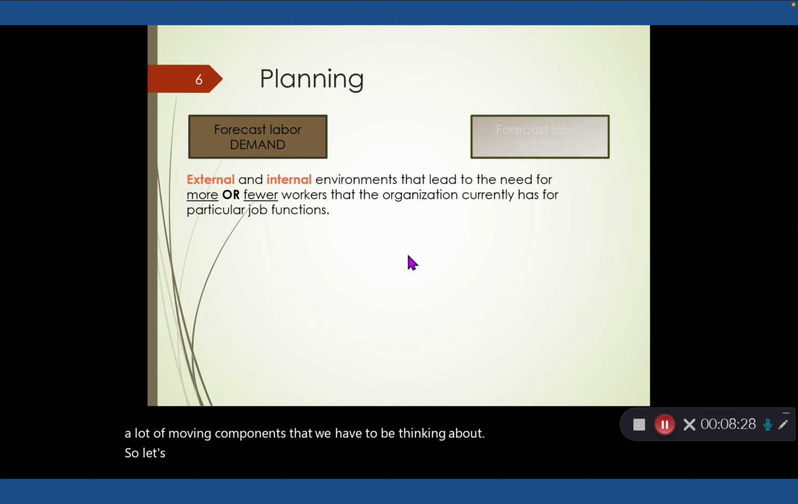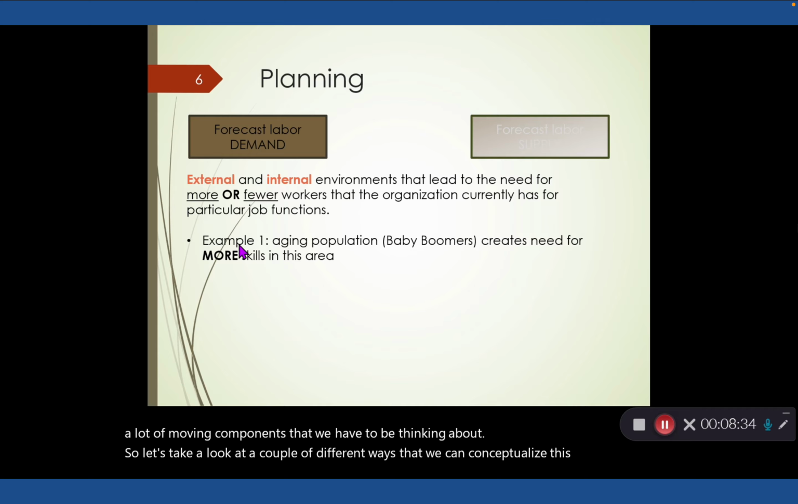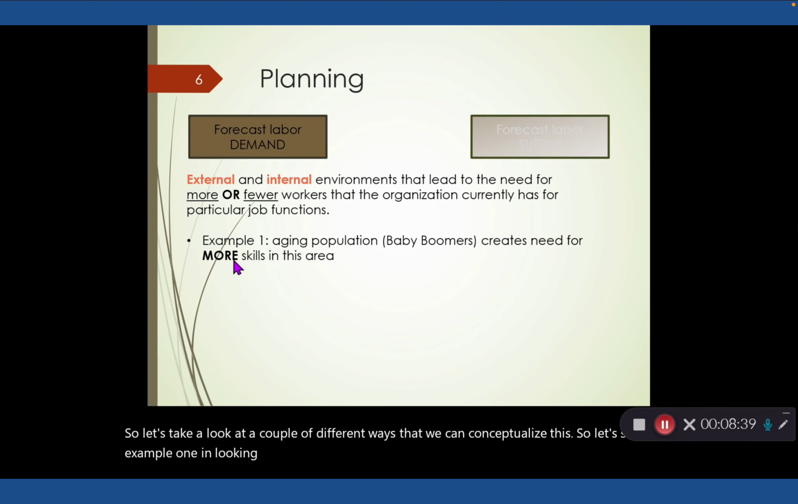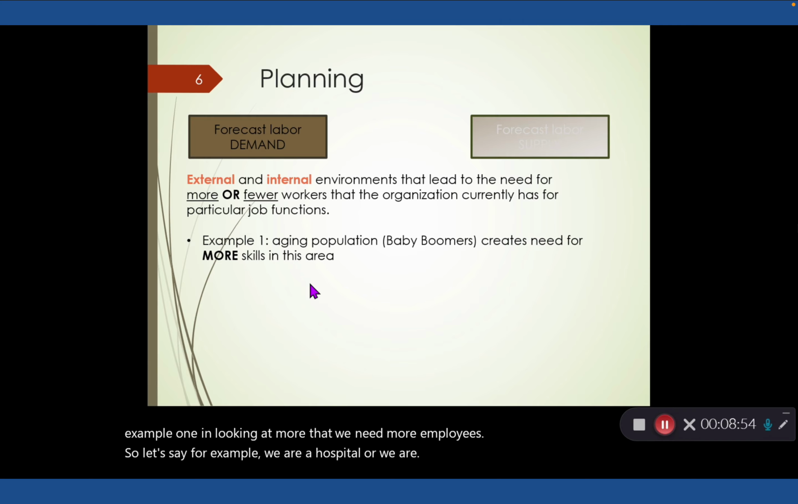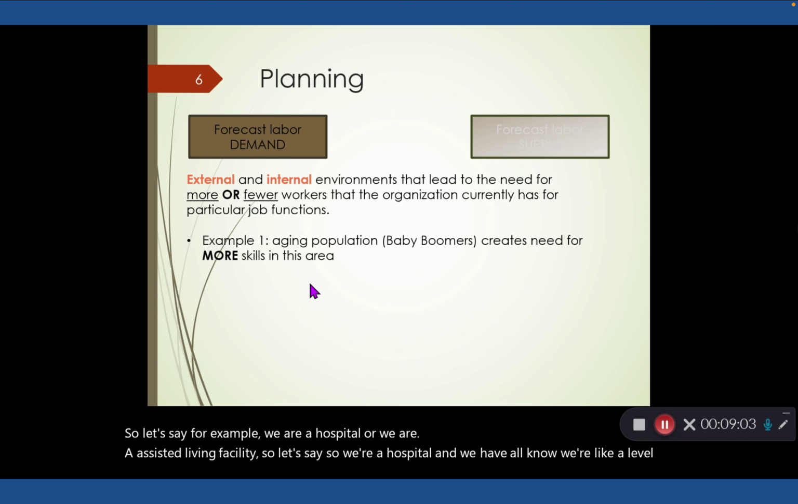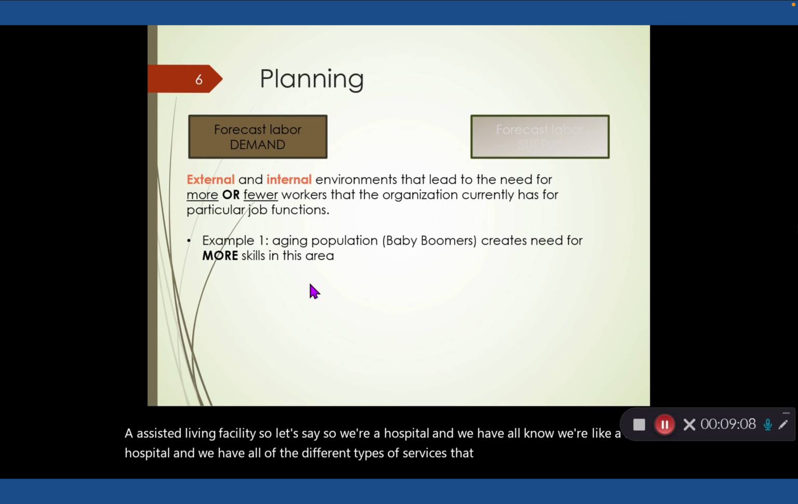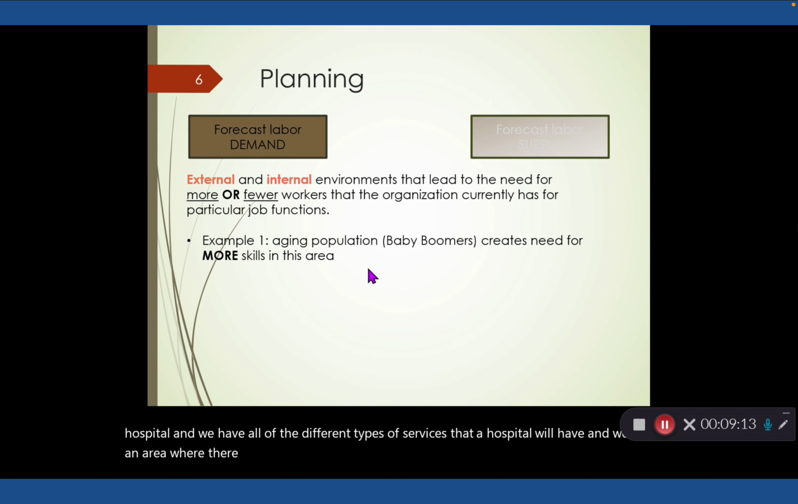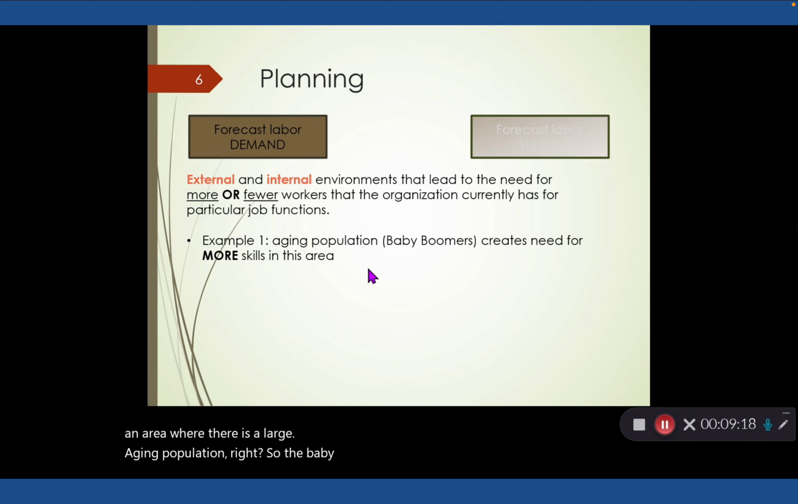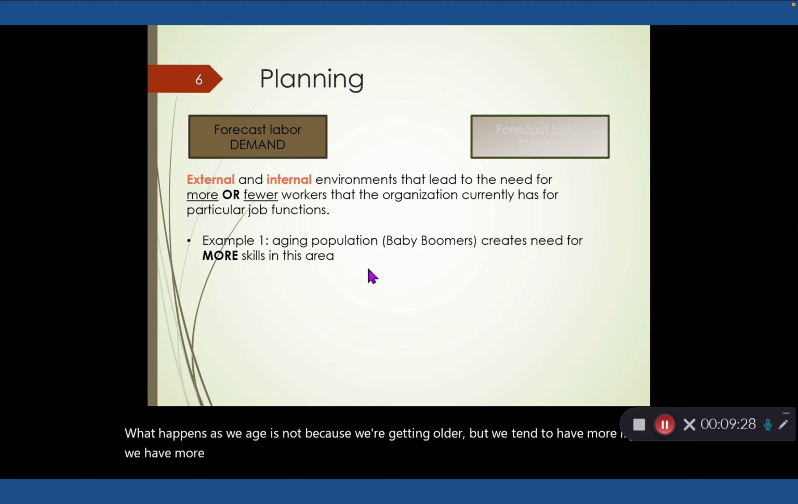So let's take a look at a couple of different ways that we can conceptualize this. Let's say example one, looking at when we need more employees. Let's say, for example, we are a hospital, or an assisted living facility. So we're a hospital, we're a level 1 hospital, and we have all of the different types of services that a hospital will have. And we're in an area where there is a large aging population, right? So the baby boomers. Well, what happens as we age, not because we're getting older, but we tend to have more injuries, more illnesses, things like that. So our hospital probably is going to have to be thinking about more gerontology type services that we need to be offering.